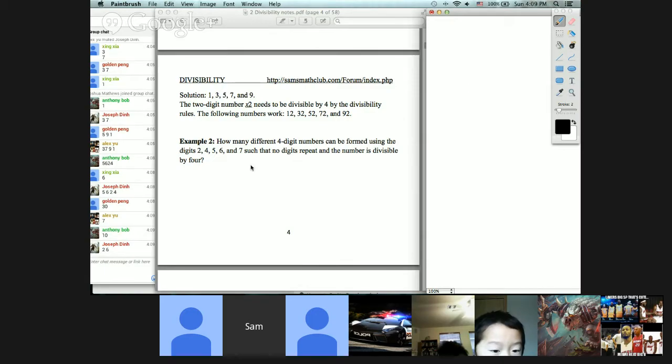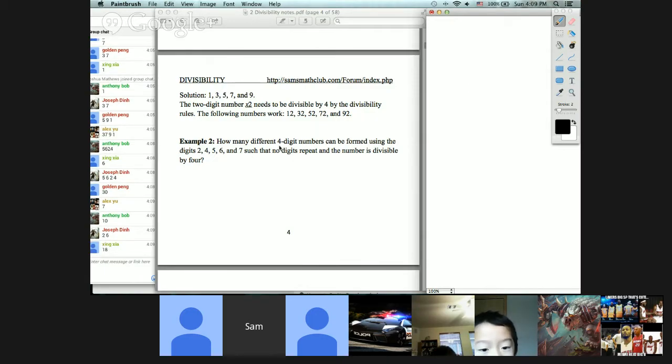So for example, it says how many different 4-digit numbers using this. So basically, we know that if it's divisible by 4, it's going to be divisible by 2. So the last digit can only be an even number. So the last digit is either 2, 4, or 6, right? So now it says no digits repeat and the number is divisible by 4. So if it's divisible by 4, the last 2 digits need to be divisible by 4.